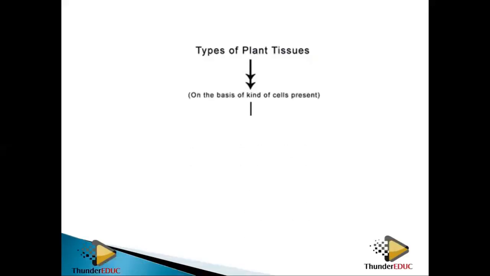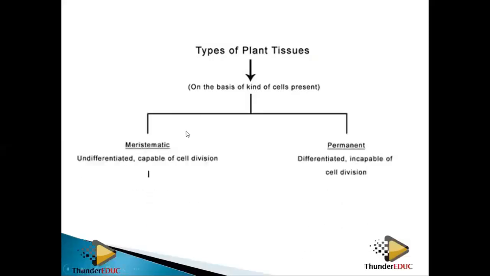Plant tissues are divided based on the kind of cells which are present in the tissue. Which type of cells are present will give us the classification of these tissues. So we are saying that these tissues are divided into meristematic tissue, and then you have the permanent tissues.